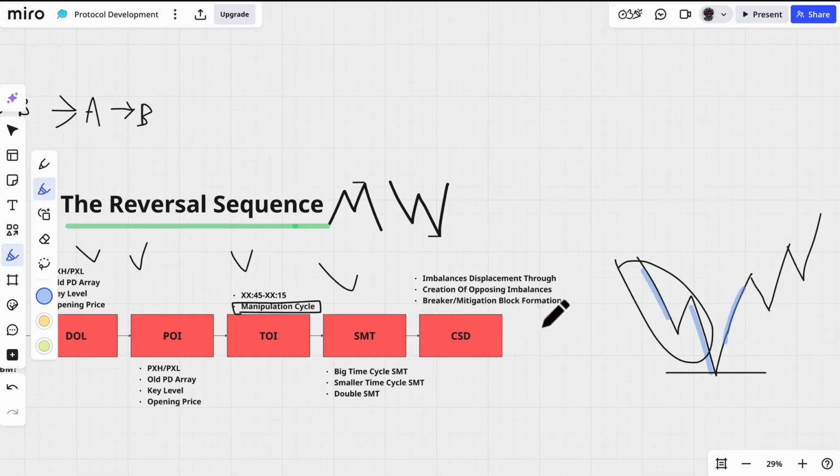Now, the third step, which we can be paying attention to confirm CSD, is a breaker or mitigation block formation. The reason why a breaker or mitigation block formation is crucial is because it is required in order for a swing high or swing low to form. Meaning, every single swing formation either has a breaker or a mitigation block. There are no swings which form in any different shape or form.